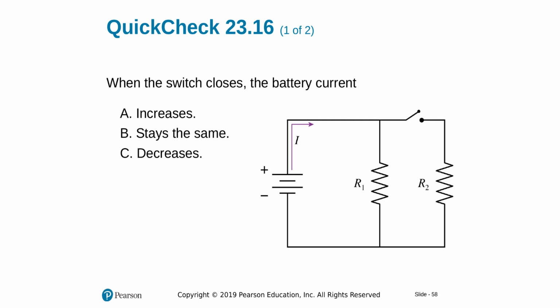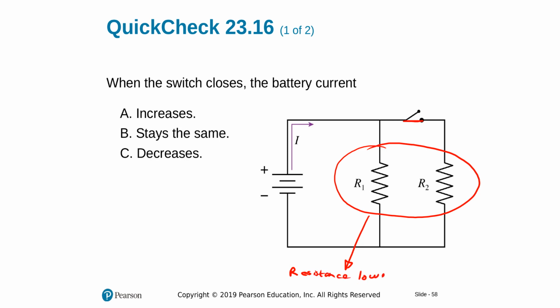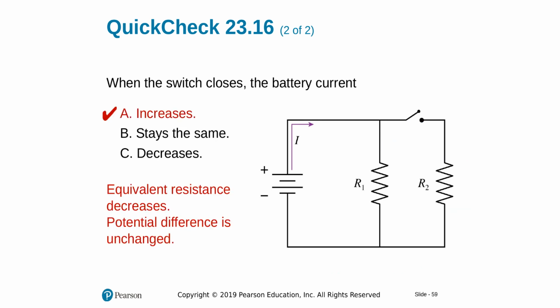So when the switch closes, what happens to current? We will have a parallel system. Our equivalent resistance will lower, and thus current increases. Why? Because of Ohm's law, delta V over R, delta V is the same, and so on. We discussed this already.